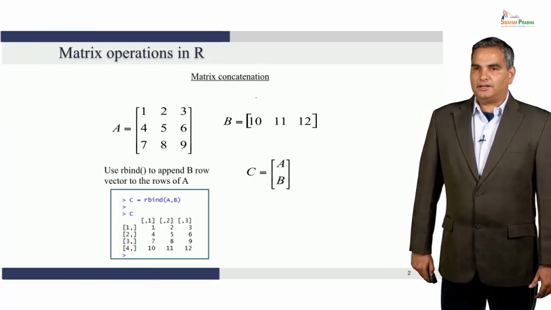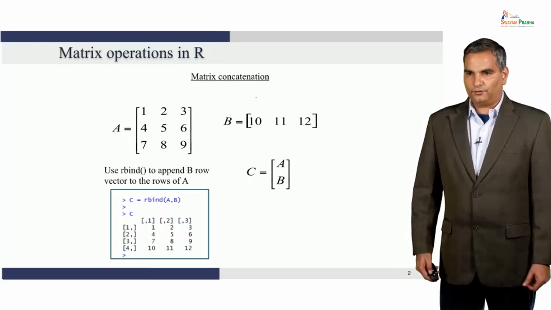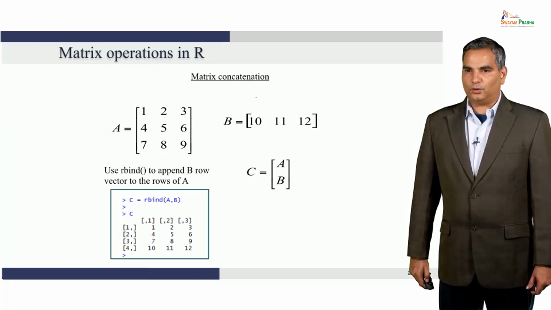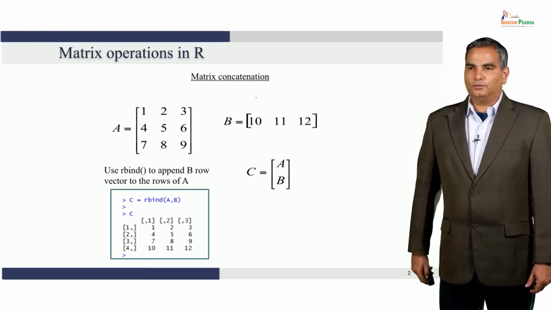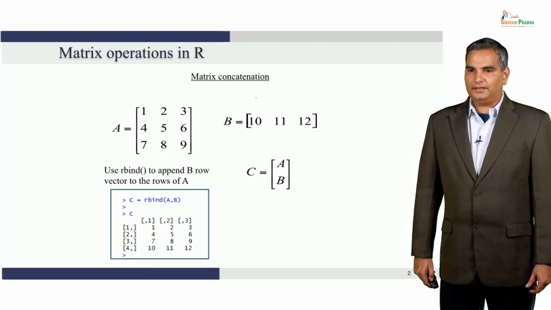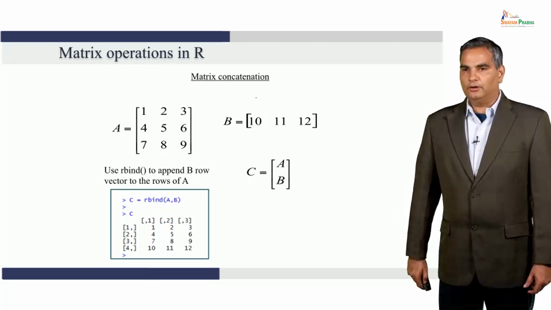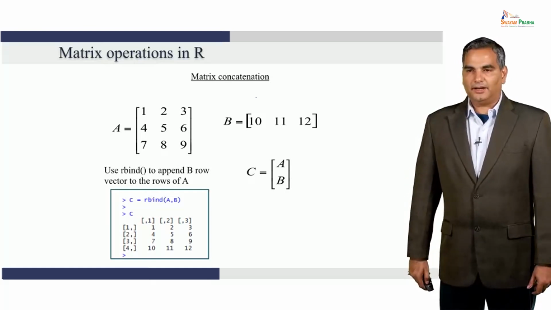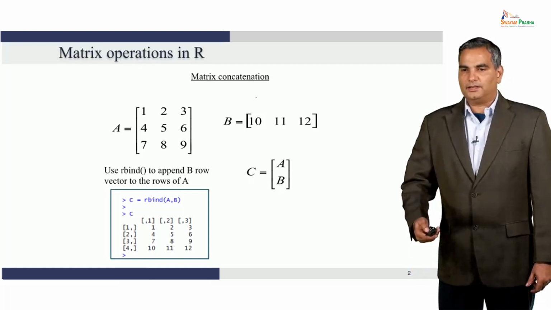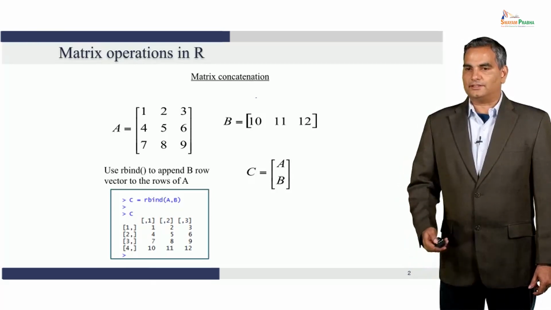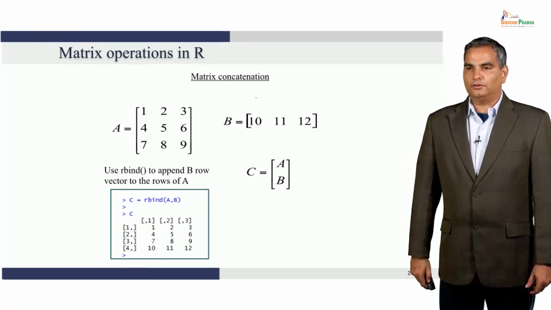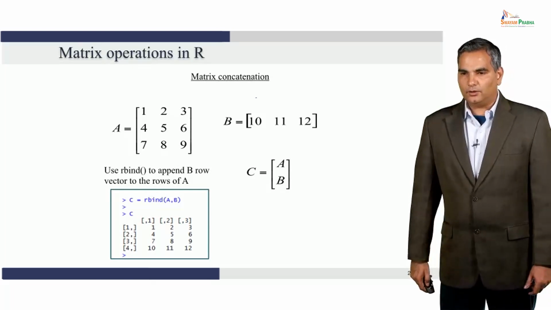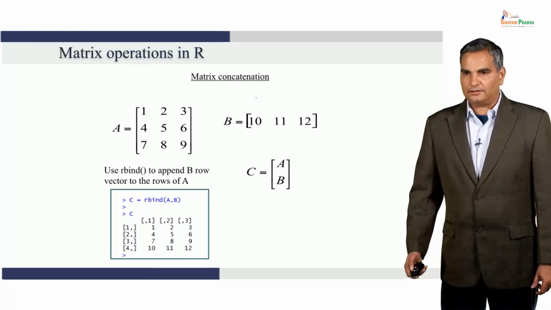So let's take a matrix A, which is 1, 2, 3, 4, 5, 6, 7, 8, 9. The other matrix is B, 10, 11, 12. If you wanted to put the row of B, 10, 11, 12, below the rows of A, you could use the command C is rbind(A, B), which basically gives you 1, 2, 3, 4, 5, 6, 7, 8, 9, and the last row that we took from B, which is 10, 11, 12. So you got a matrix now which has 4 rows and 3 columns.